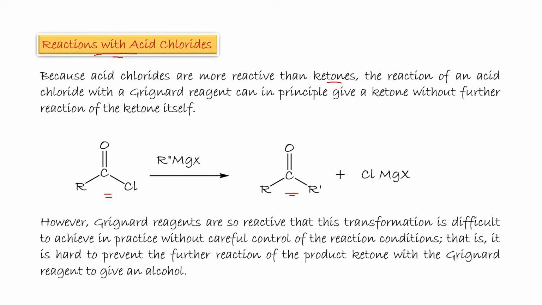Grignard reagent can, in principle, give a ketone without further reaction, but Grignard reagents are so reactive that this transformation is difficult to achieve in practice, and we always get a mixture. So it's not a clean reaction. So we have to find another way to perform this transformation to get the ketone and stop the reaction.